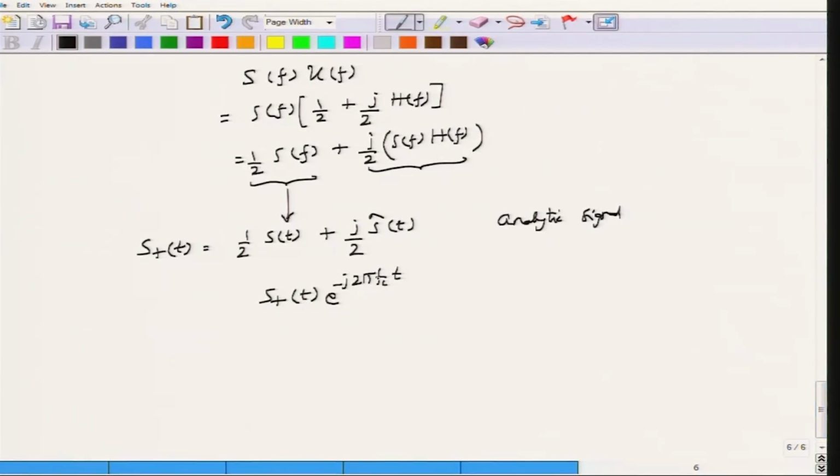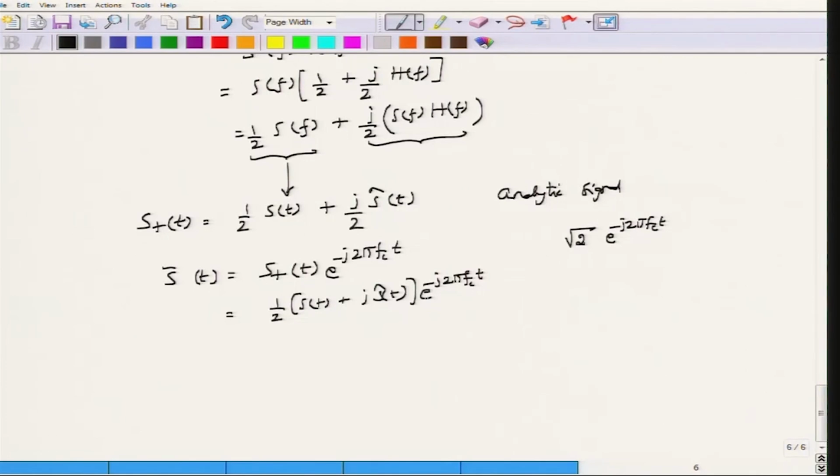If I multiply this, then what I get is the analytic signal S of t. If you recall what S plus of t is, S plus of t is half S of t plus j S hat of t, and then you have e to the power minus j 2 pi f c t. Sometimes you do not multiply by e to the power minus j 2 pi f c t alone, but rather multiply it by square root of 2 into e to the power minus j 2 pi f c t. This is done so as to scale up.